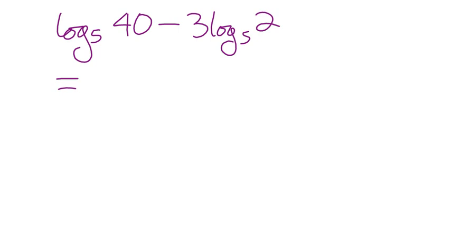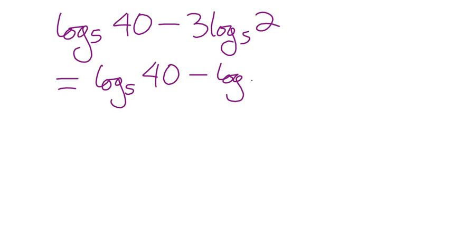Multiply by 2. Couldn't you just literally multiply everything by 3? Nope. You can use one of the laws that we haven't used yet. Oh, the n times log, or the exponent times. So what do I do to this 3? You turn it into the exponent on n. So it becomes log base 5 of 40 minus what? Log base 5 of 2 to the 3.